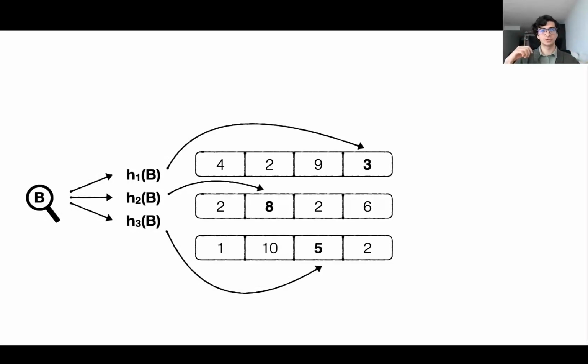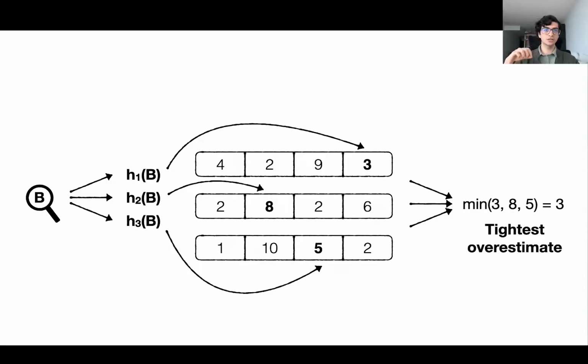Now, when querying for a key B, Count-Min Sketch maps it to all of the counters across the arrays, and reports the minimum value as the estimate for B's frequency. In a sense, it returns the tightest overestimate that it finds across the arrays.